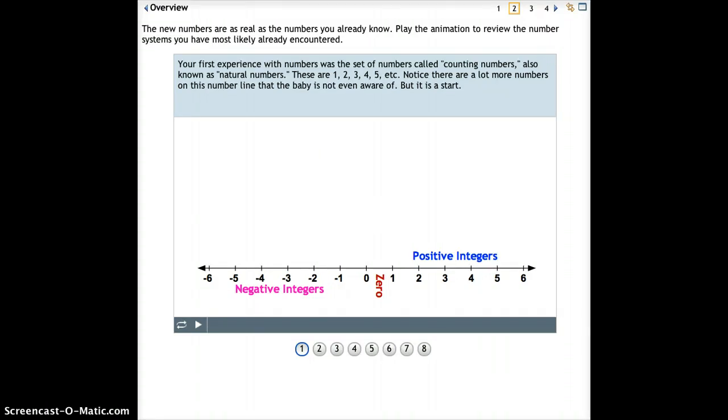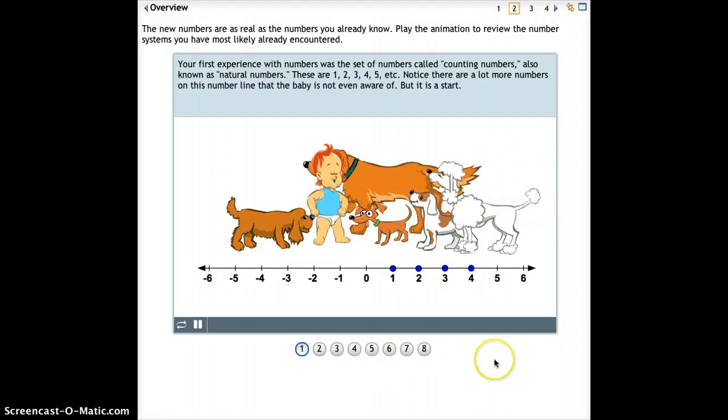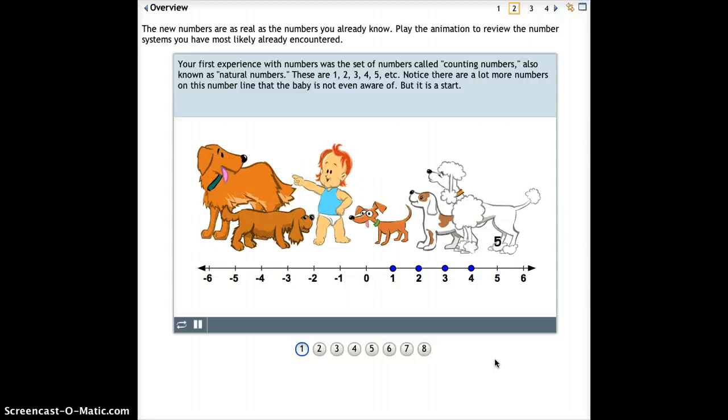Your first experience with numbers was the set of numbers called counting numbers, also known as natural numbers. These are 1, 2, 3, 4, 5, etc. Notice there's a lot more numbers on this number line than the baby is even aware of. But that's a start.